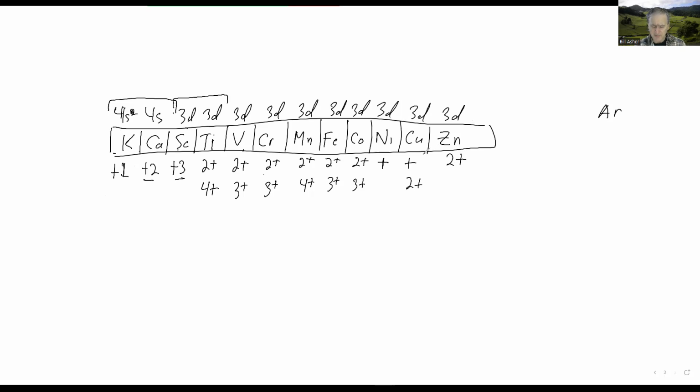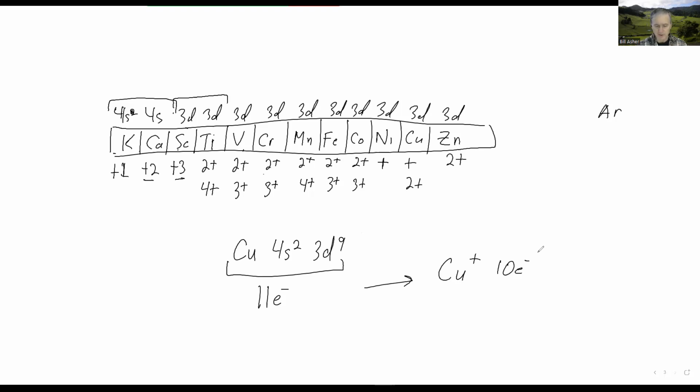And copper, you can see if it loses 1 electron. Copper's outer electron structure is 4s2 and 3d9, so it has 11 electrons in its valence shell. If it loses 1, it goes to Cu plus, and then all of a sudden it has 10 electrons. With 10 electrons, it can fully populate the d orbitals and they become spherical, right? And then it can lose 2, which is losing both of those from the s orbital, right?